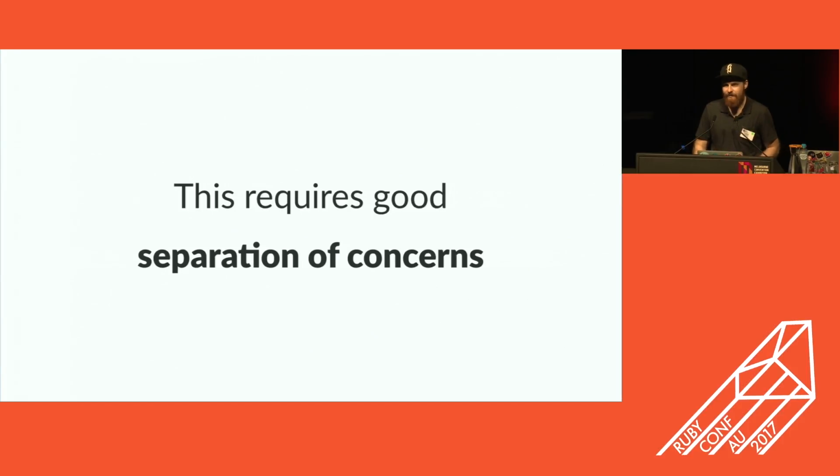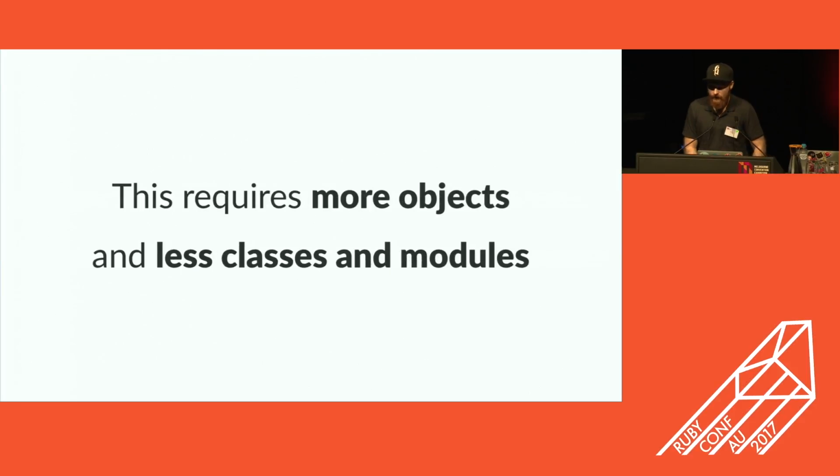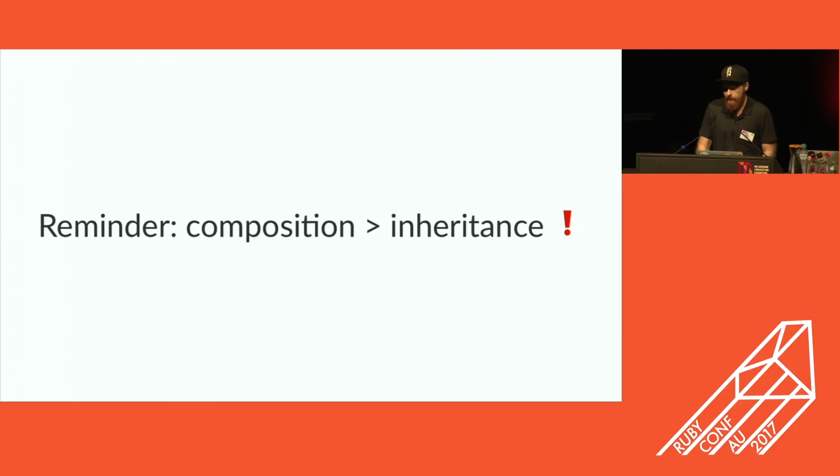So it takes time, right? It takes effort to experiment and see what your library really needs to do. And it also requires more objects and less classes and modules. Libraries that are very easy to reuse are libraries that provide objects rather than classes or modules. And it really boils down to the known truth that composition is better than inheritance.